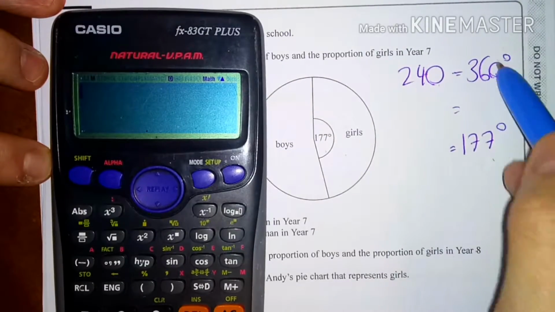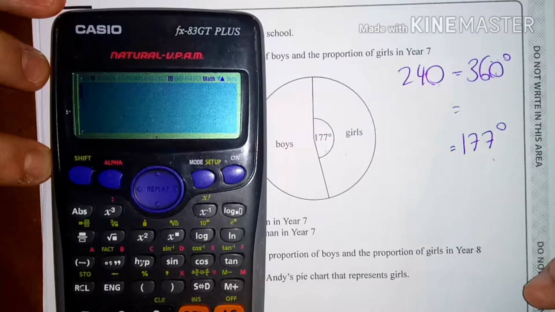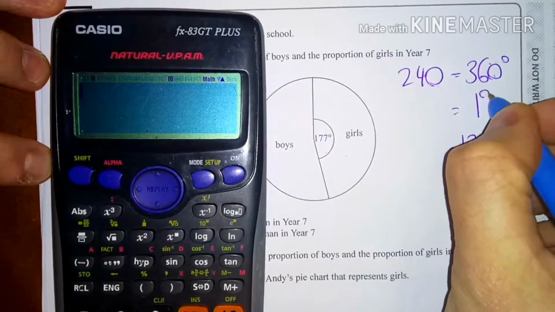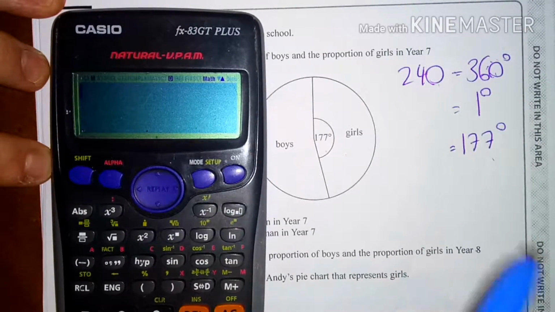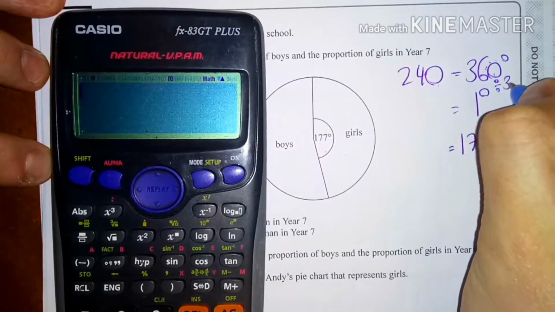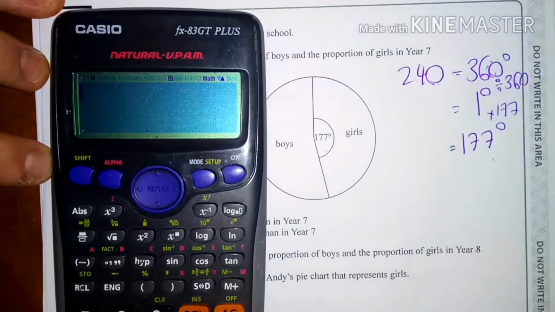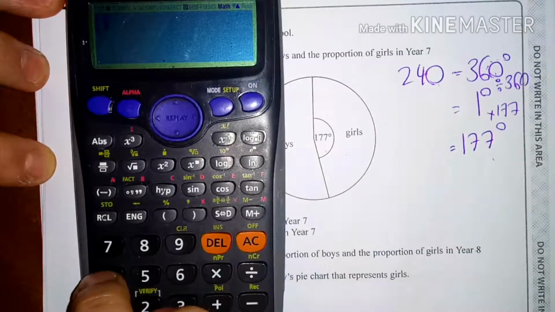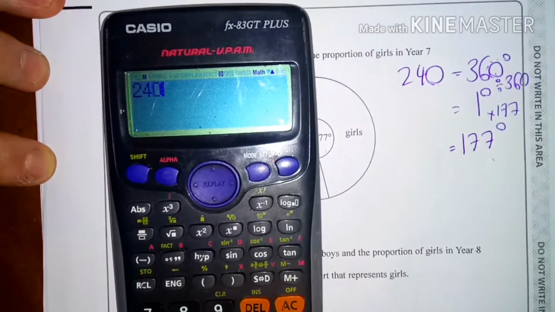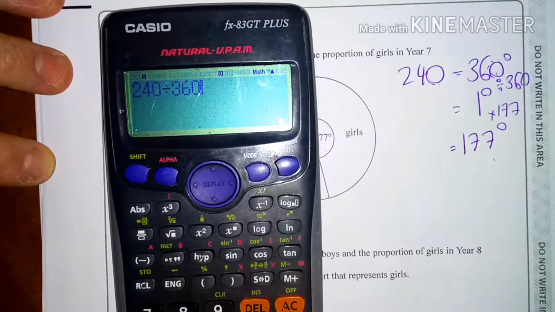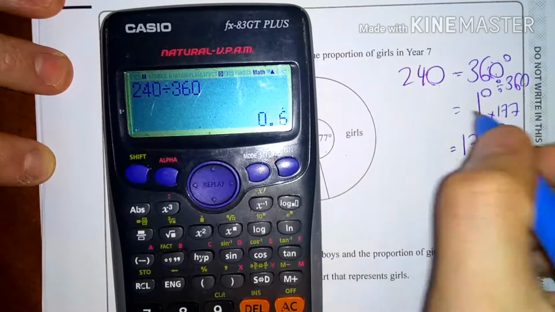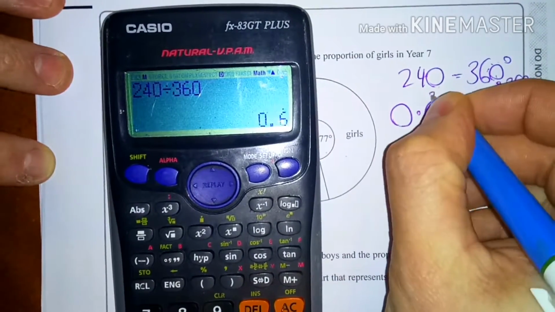Now, because they don't have a common factor, we go for a common multiple, but the easiest factor is 1. So 360 to 1, I'll divide it by 360. And 1 to 177, I'll times by 177. So I'll do the same for the other side. I'll do 240 divided by 360, which means 1 degree represents 0.6 recurring.